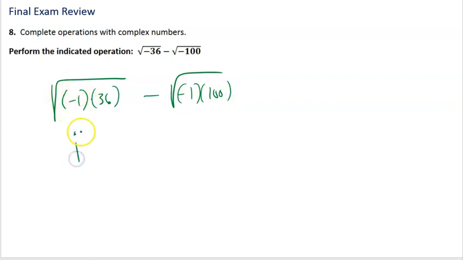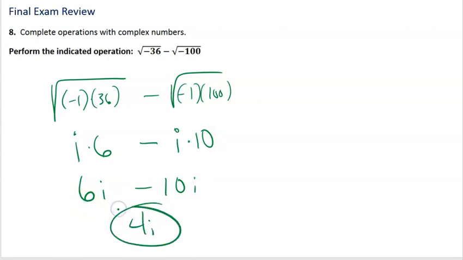The square root of negative 1 is i. The square root of 36 is 6. Instead of writing i6, we have the habit of writing 6i. Same idea here. The minus is just moved down. The square root of negative 1 is i. The square root of 100 is 10. But instead of writing i10 like it's an interstate, we write 10i. And then you have 6i minus 10i is negative 4i, because you can combine like terms when you're dealing with the imaginary part of complex numbers, or the real part. There was no real part to this complex number though.